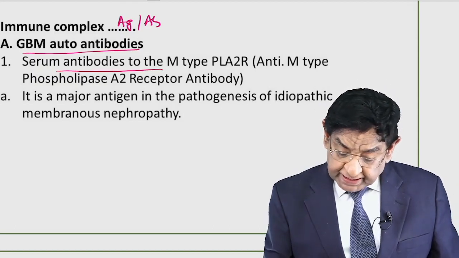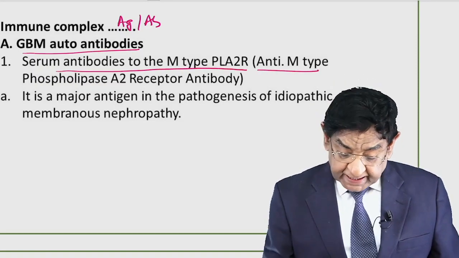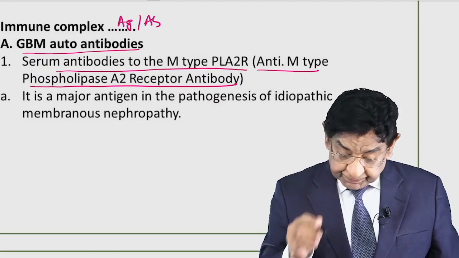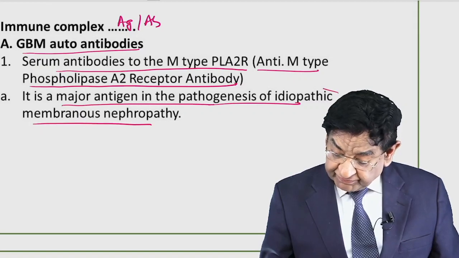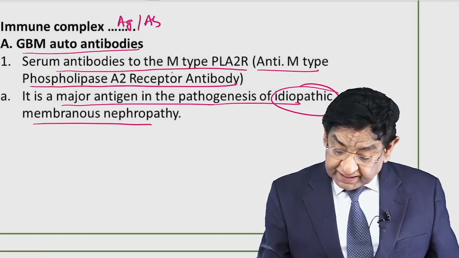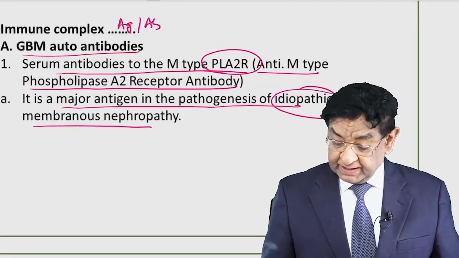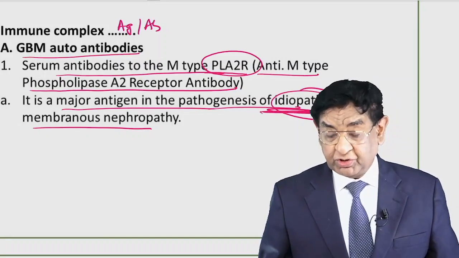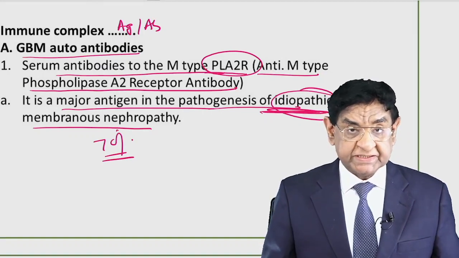Serum autoantibodies to M-type PLA2R, that is anti-M-type phospholipase A2 receptor antibodies, are there in these patients. It is a major antigen in the pathogenesis of idiopathic membranous nephropathy. This is very, very important. So the PLA2R antigen, and we have antibodies against PLA2R. But point to be noted, this is seen only in the idiopathic variety. And just to recall, 70% of cases are idiopathic and 30% are secondary.